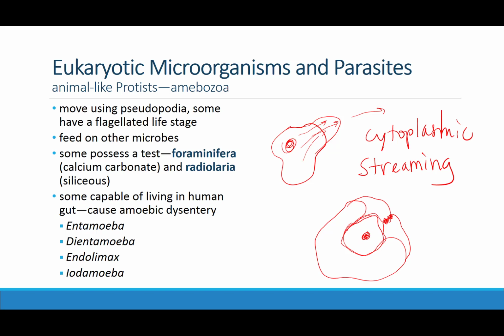Some of them are capable of living in the human gut, and if they do, they cause a disease called amoebic dysentery. There's a number of different parasitic amoebae that live in the human gut. Entamoeba, Dientamoeba, Endolimax, and Iodamoeba are all capable of causing the condition that we think of as amoebic dysentery. So lots and lots of diarrhea, gastrointestinal distress, and pain. It can be deadly, because you wind up becoming so dehydrated that people will die.